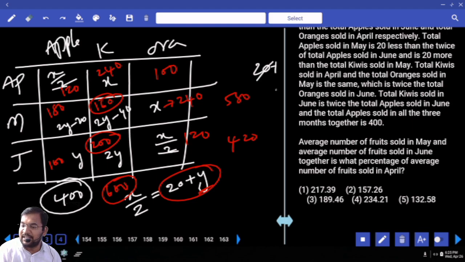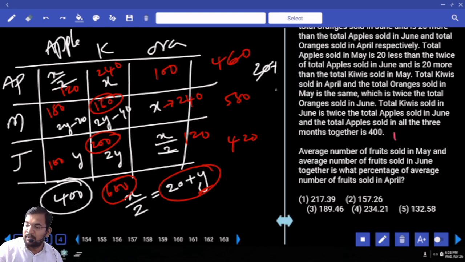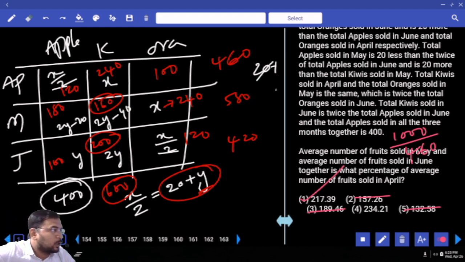Next, percentage of average number of fruits in April, na? April is how much? Therefore 1000 by 3, 460 by 3. The 3 gets cancelled. More than 200%, very close to 200%, na? Which option is there? 217. Very close. 200% is nothing but 920. Are you clear? So don't calculate averages. If you calculate average, you will get decimals, because 1000 by 3 is decimals only, and 580 by 3 is also decimals.